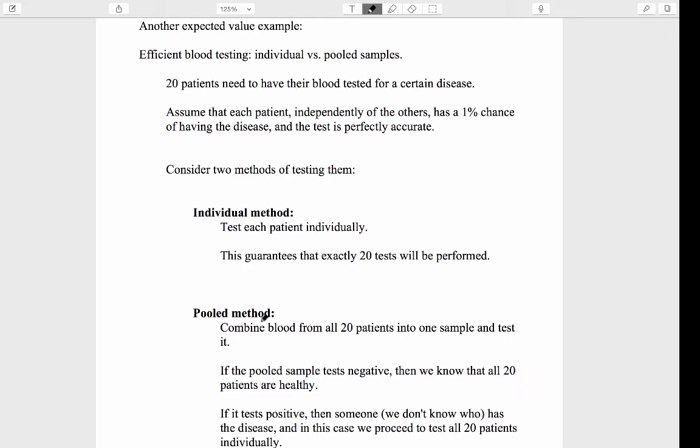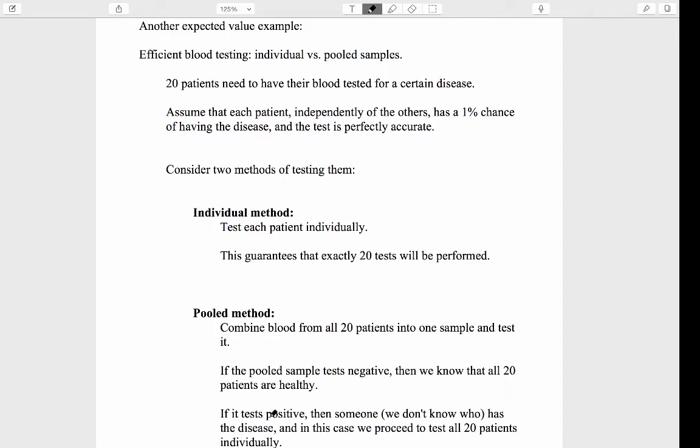This is the other thing you could possibly do. And that's the pooled method. You could draw blood from each patient and then combine the blood drawn from all 20 patients into one sample, and then test that one pooled sample of blood. Let's think about this. If the pooled sample of blood tests negative, that means that there's no evidence of the disease anywhere in this sample that contains blood from all 20 people. It will follow that all 20 people are okay. All 20 patients are healthy in the sense of not having that particular disease.